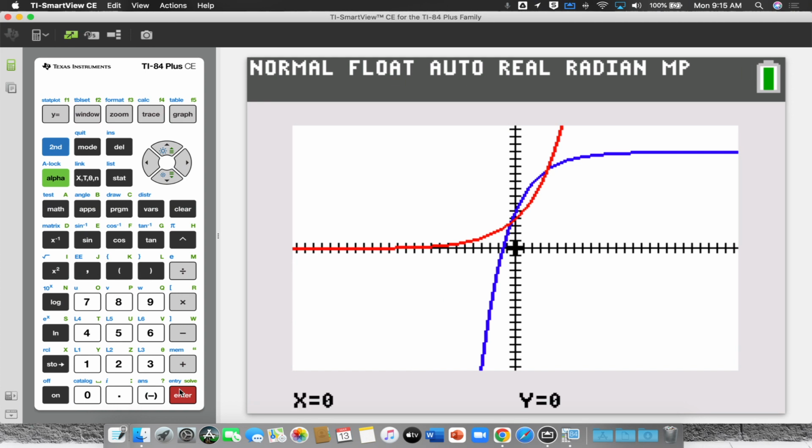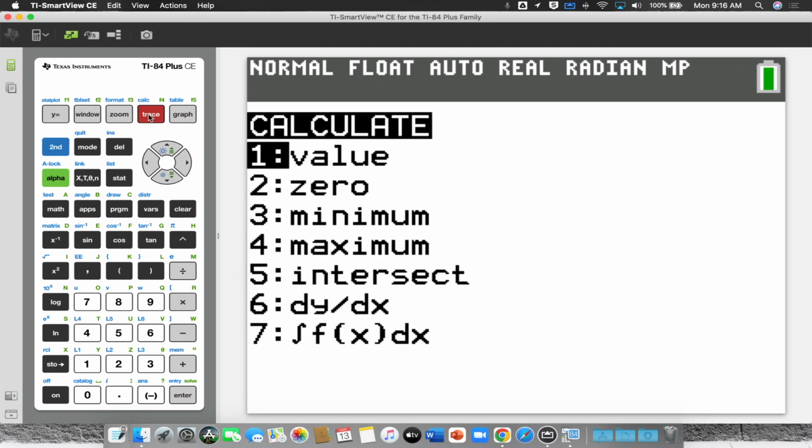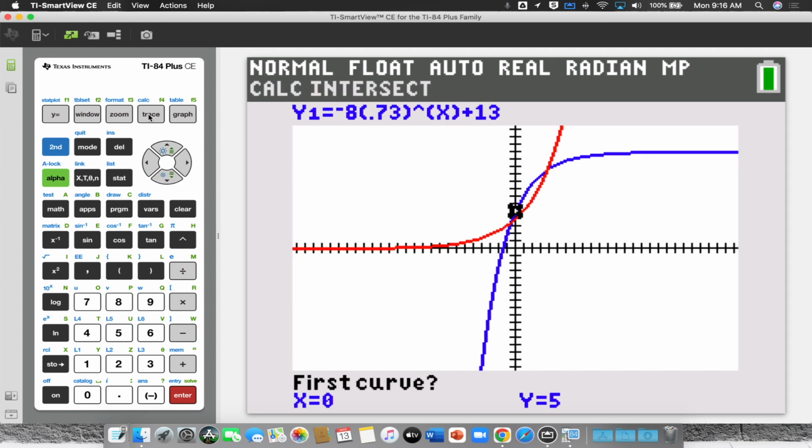And there they cross right there. They cross right over here. That's what I want to figure out. So I asked the calculator to calculate something for me. Calculate where they intersect. First curve, second curve, best guess. Best guess is somewhere around there.